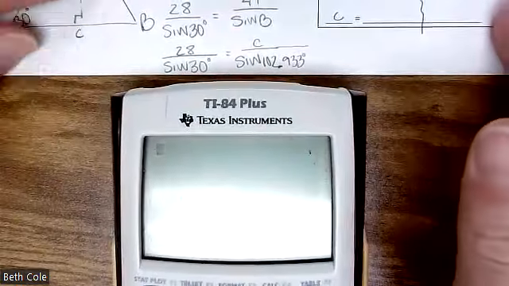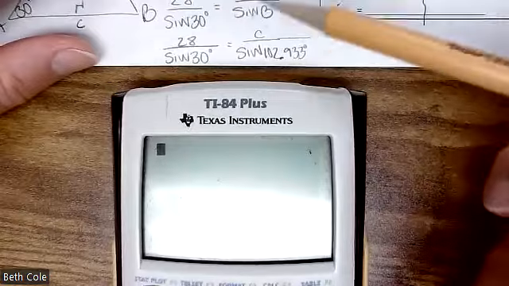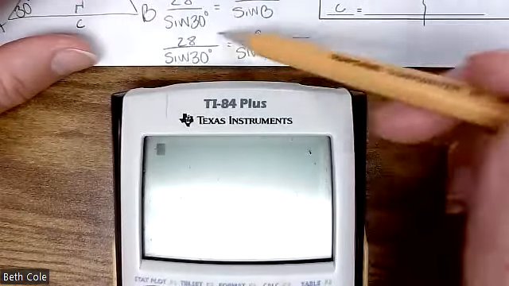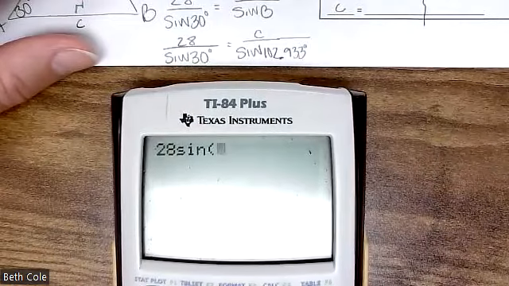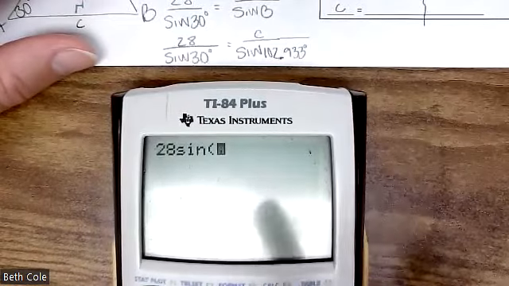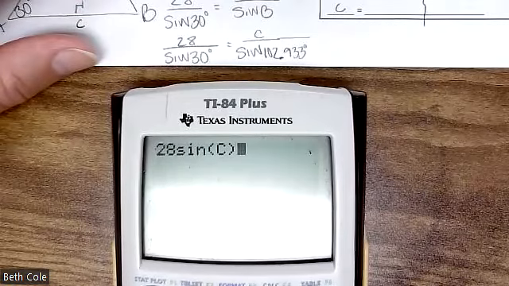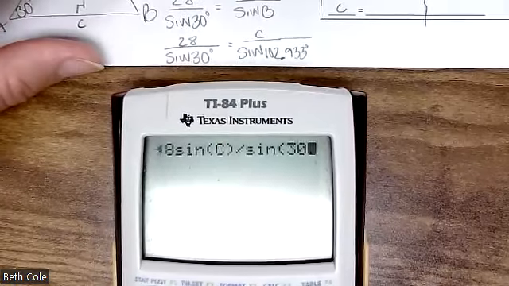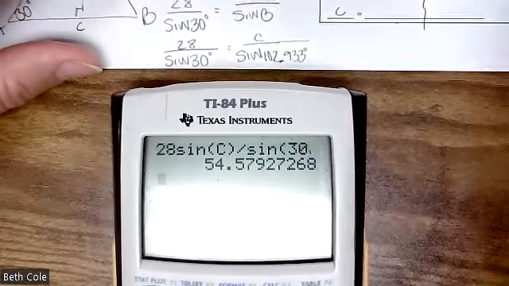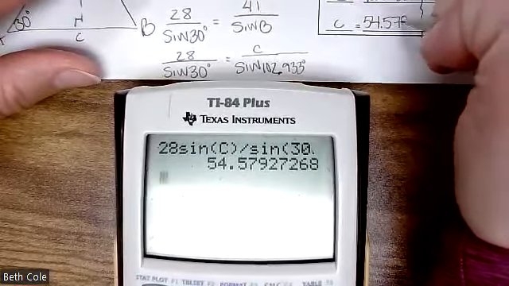All right, do I hit second for this one? No. What will I type instead? 28 sine C, close parenthesis. That'll copy and paste it in there for us. Divided by sine 30. Cool. Thank you again for saying that out loud, so I know that mine is right.